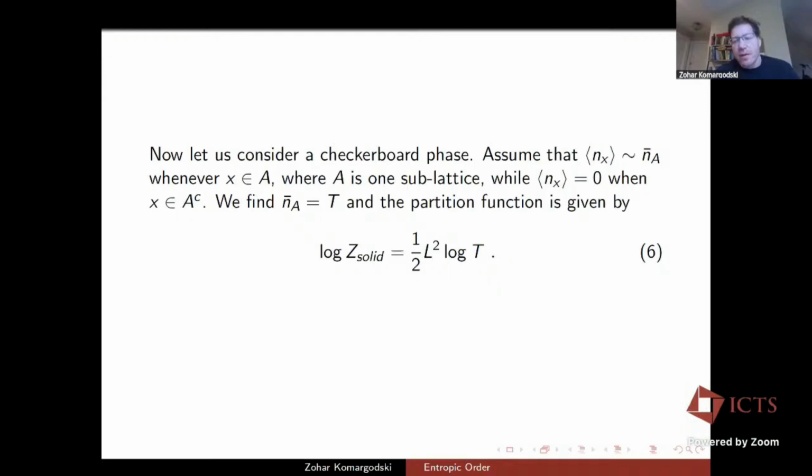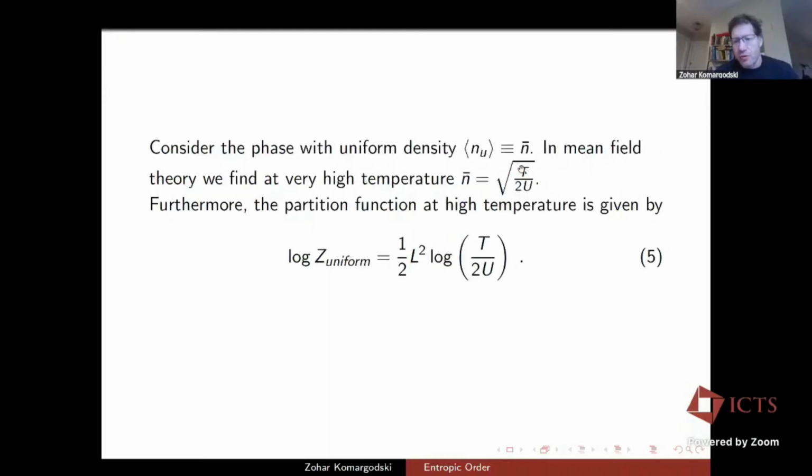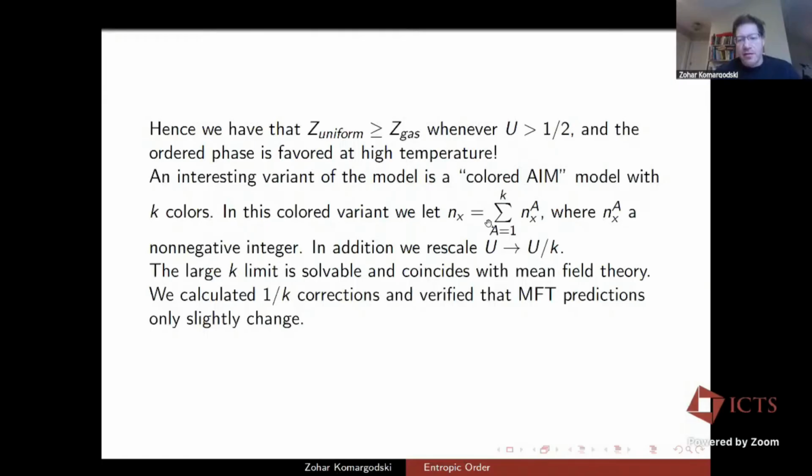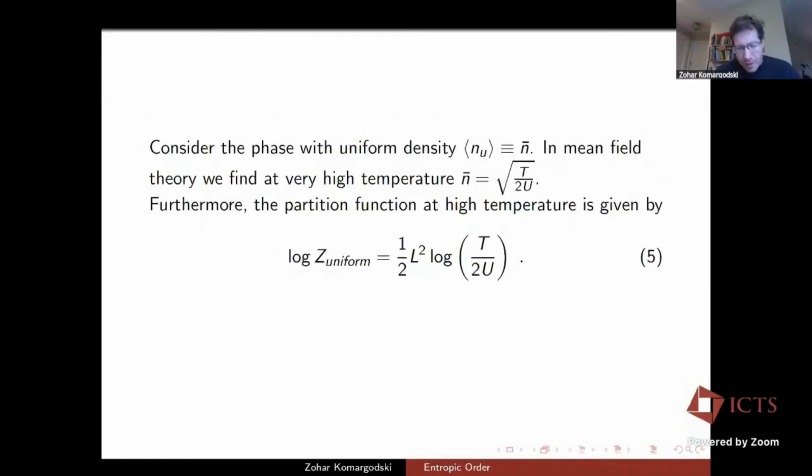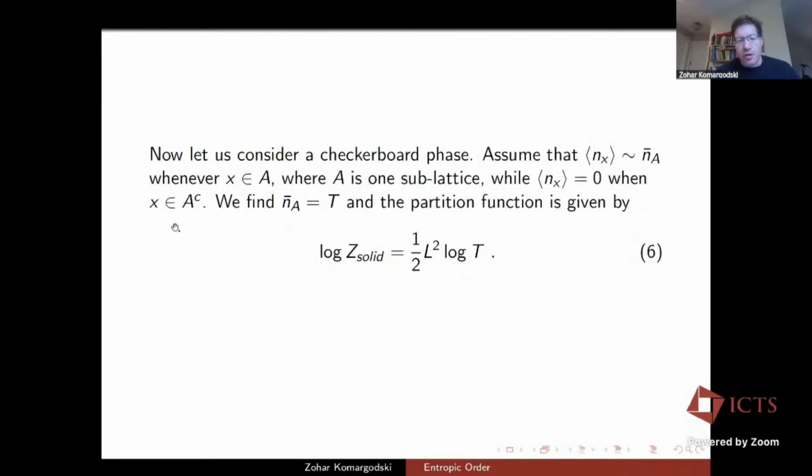By contrast, let's consider the checkerboard phase, which is a solid phase. If we assume that one sublattice is full and the other is completely empty, we will find that the number of particles on the occupied sublattice is proportional to temperature. And that's the key point. In the gas phase, it's proportional to the square root of temperature, and in the checkerboard phase, it's proportional to temperature. And that's where the entropy is hiding.